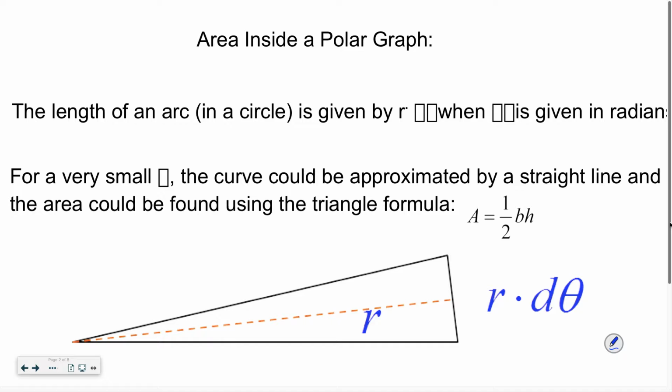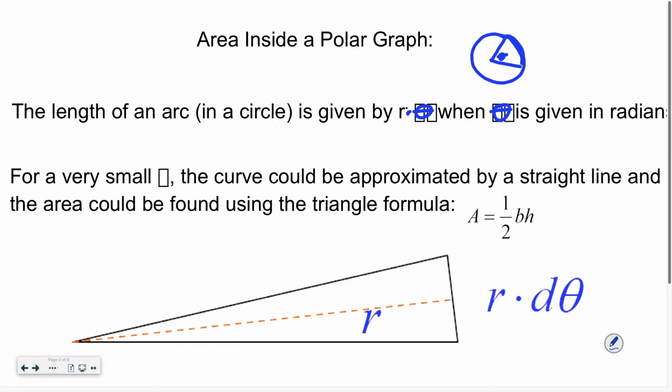The length of an arc in a circle. So if we have a circle and we talk about the arc length, the arc length is given by r times theta. That is something you learned in Algebra 2 and in pre-calc. It's okay if you don't remember. When theta is given in radians. So arc length is r times theta.